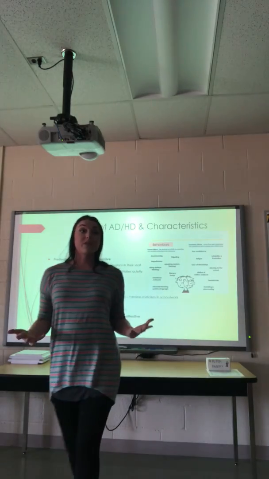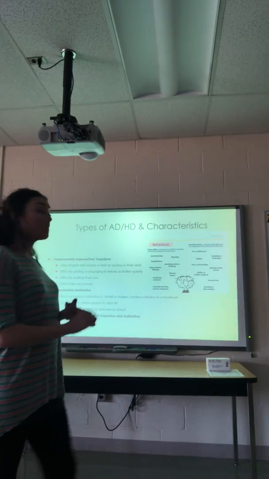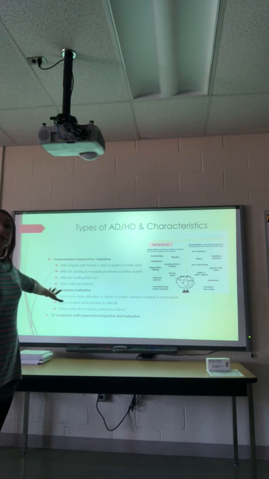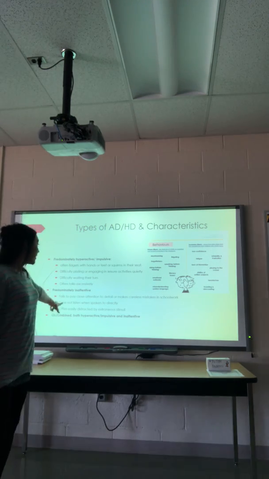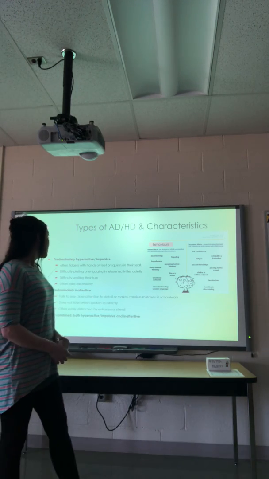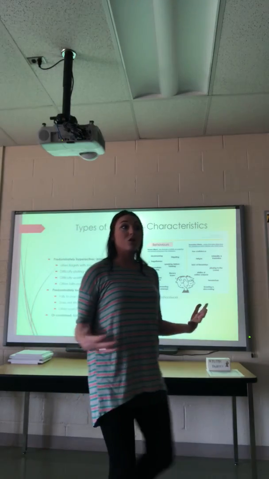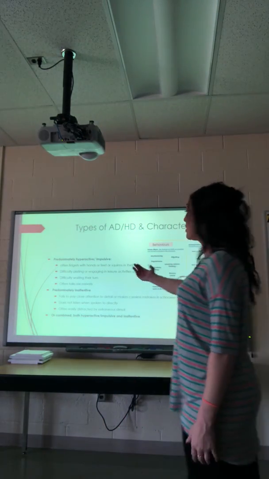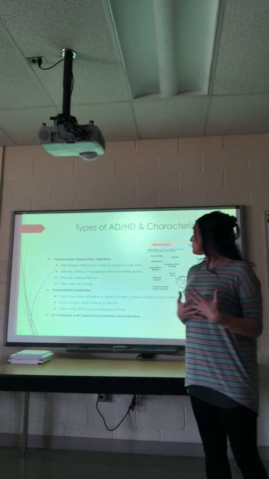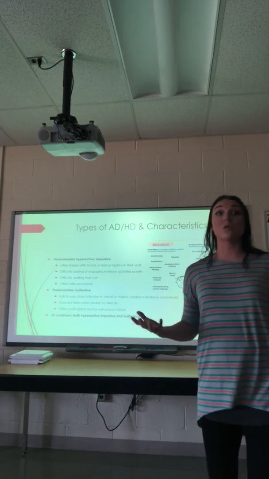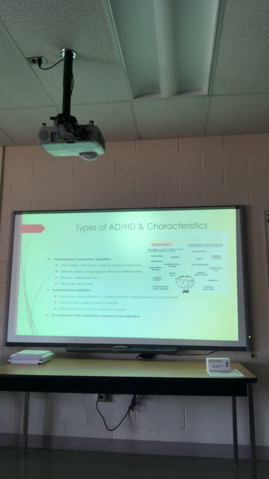There are different types of ADHD. So we have predominantly hyperactive and impulsive, predominantly inattentive, or a combined of the two, hyperactive, impulsive, and inattentive. So there are some characteristics that go along with each. If you are predominantly hyperactive or impulsive, you might fidget, have difficulty engaging in leisure activities, difficulty waiting your turn, excessively talking.